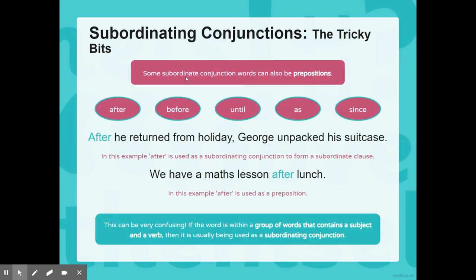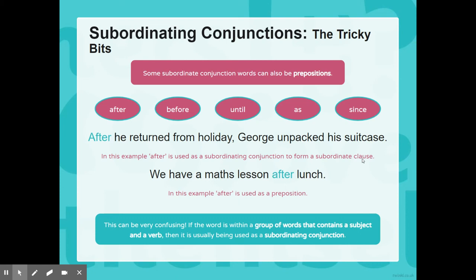So sometimes some subordinating conjunction words can also be used as prepositions. After he returned from holiday, George unpacked his suitcase. In this example, after is used as a subordinating conjunction to form a subordinating clause. We have a maths lesson after lunch. In this example, after is used as a preposition. This can be very confusing. If the word is within a group of words that contains a subject and a verb, which we've already looked at, then it is usually being used as a subordinating conjunction.